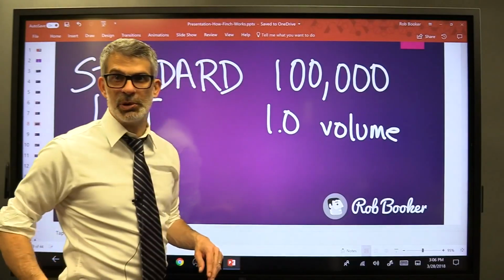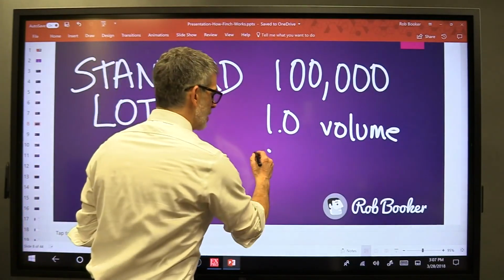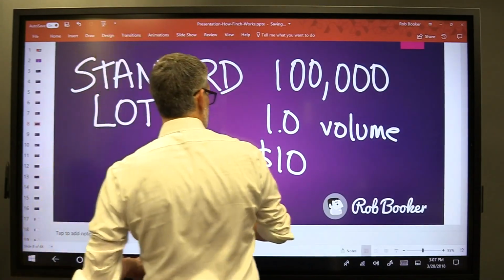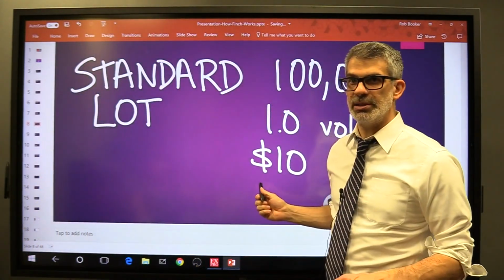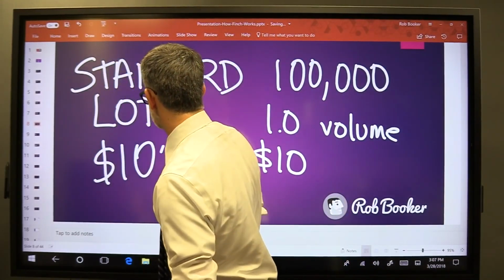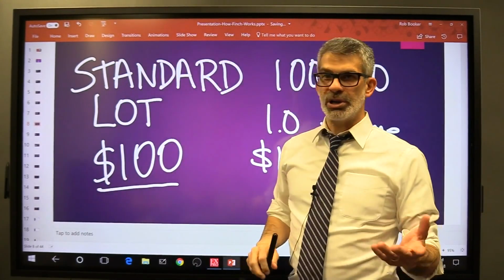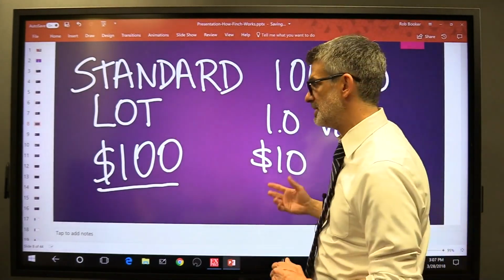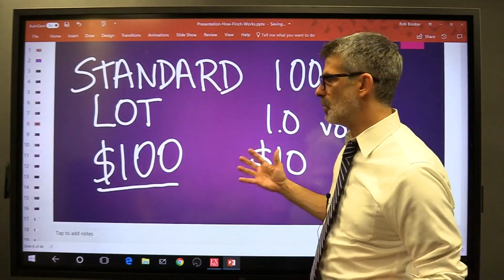And what's the value per pip? $10 per pip. So if you made 10 pips with a standard lot, how much money have you made? You've made $100. Now we're going to talk later on about how much money you need in your trading account to trade these sizes. But now you have a good idea of what each of these is worth.